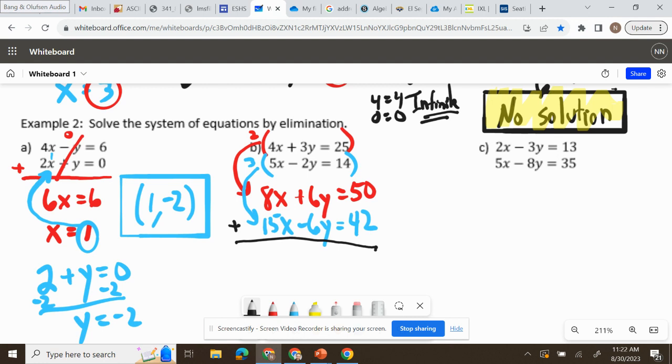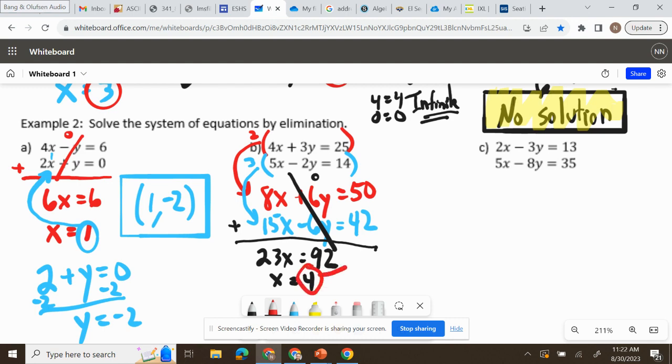Now, if we're looking at this, notice that when we combine these two, we have opposites, and that's why this works with elimination. Because when you add opposites, one of the variables cancels, and we can solve for the other one. So that gives us 23x is equal to 92. Then we divide by 23, and that gives us x is equal to 4. So I'm going to take the 4 and plug it into one of the equations.